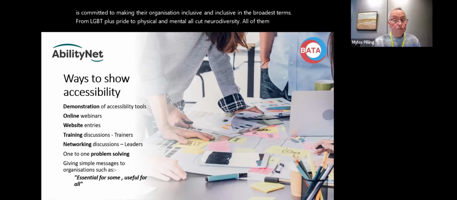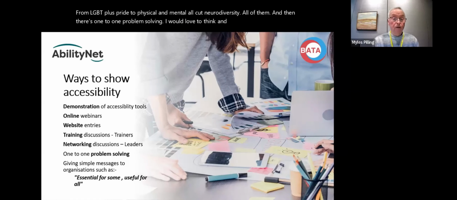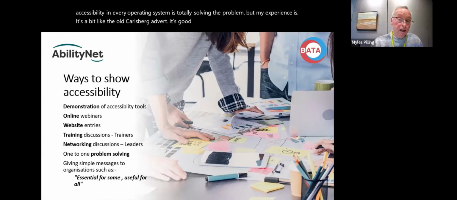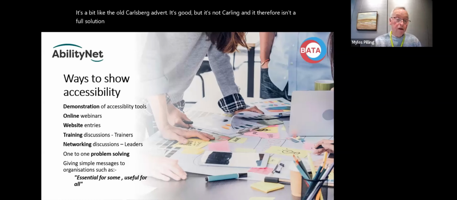And then there's one-to-one problem solving. I would love to think and say to you that all accessibility in every operating system is totally solving the problem. But my experience is it's a bit like the old Carlsberg advert. It's good, but it's not Carling. And it therefore isn't a full solution. And we're looking for it.